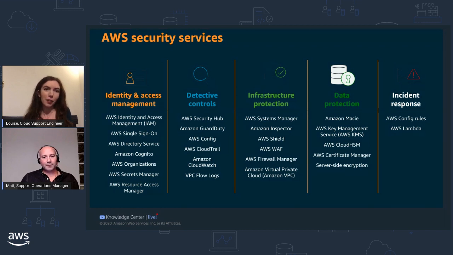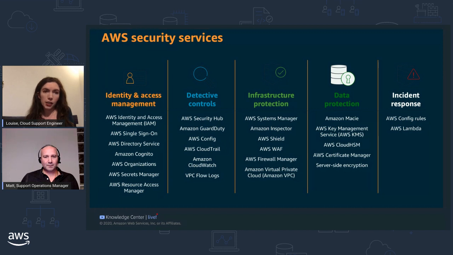Yeah, so most of the services listed here are not specific to just one pillar, and they can be used interchangeably between the pillars. So Matt, like you said, as you can see, AWS Config is mentioned in the detective controls, as it's used to monitor and log all configuration changes made to your resources. But it is then also mentioned in the incident response pillar because AWS Config rules can be used to automatically remediate configuration changes to your resources if they do not comply with the rule that you've specified.